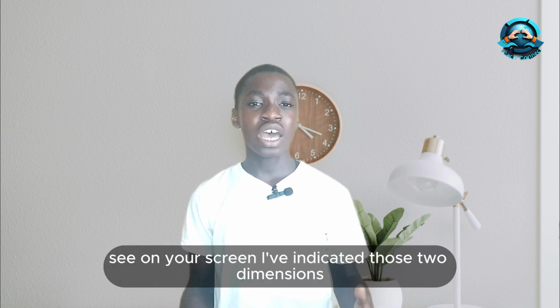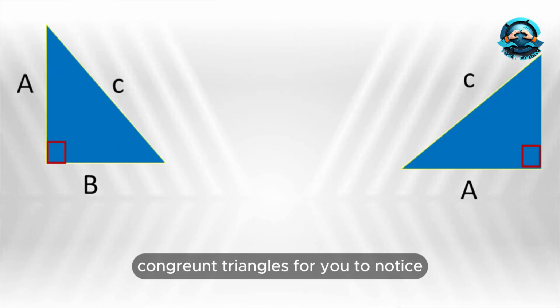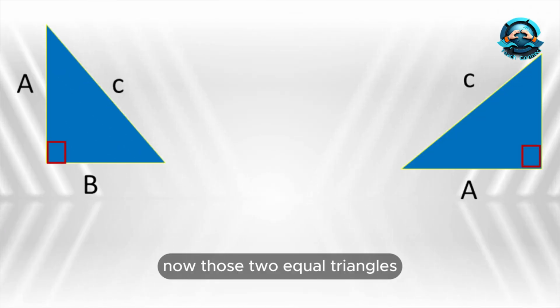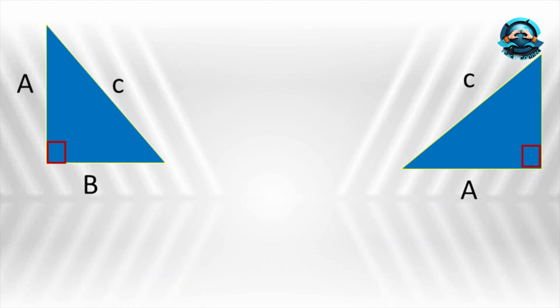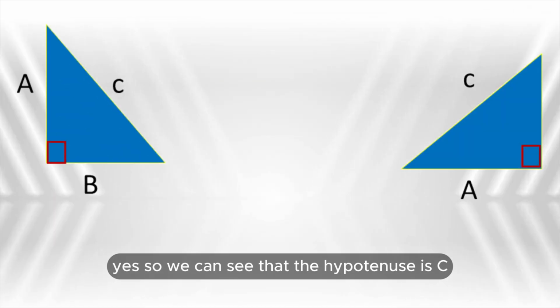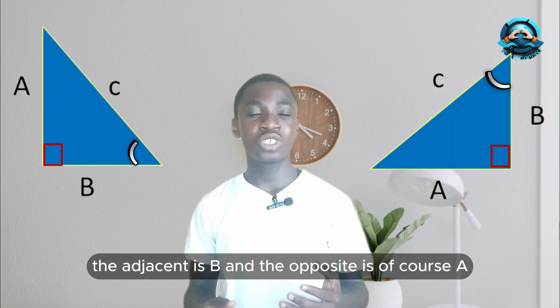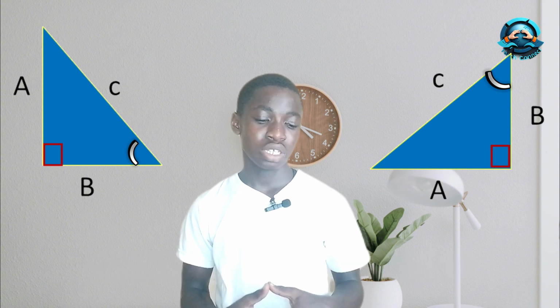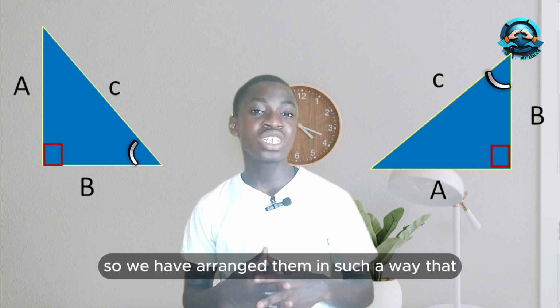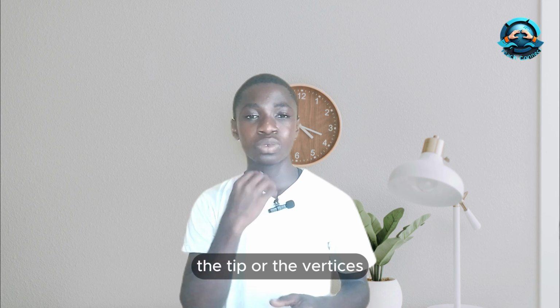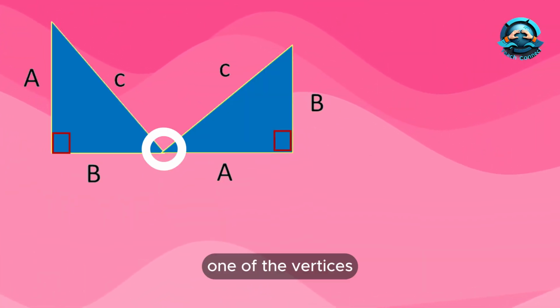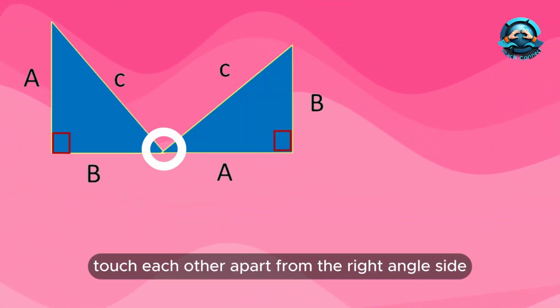So on your screen I have indicated those two congruent triangles for you to notice. Now, those two equal triangles. Yes, so we can see that the hypotenuse of both is, of course, c. The adjacent is b, and the opposite is, of course, a. So we have arranged them in such a way that one of the vertices touch each other, apart from the right angle side.